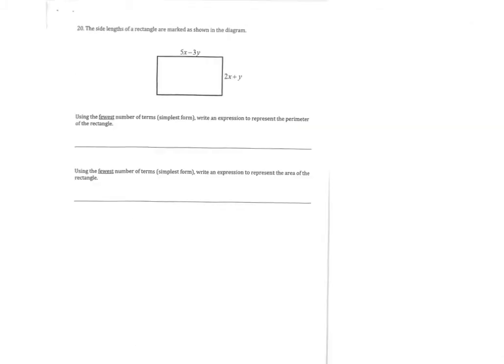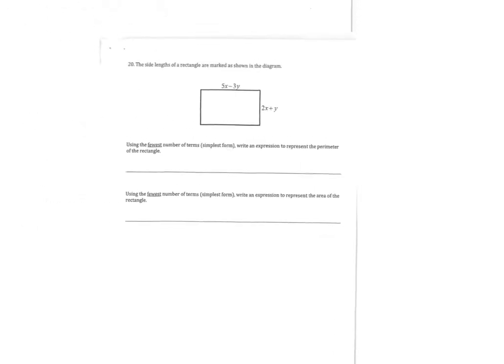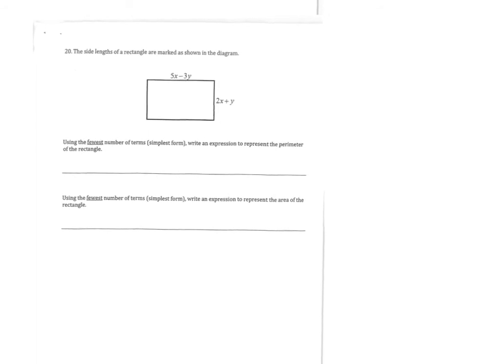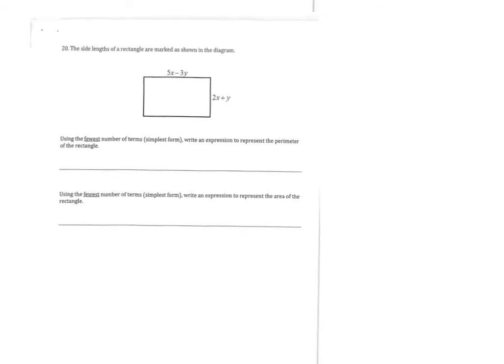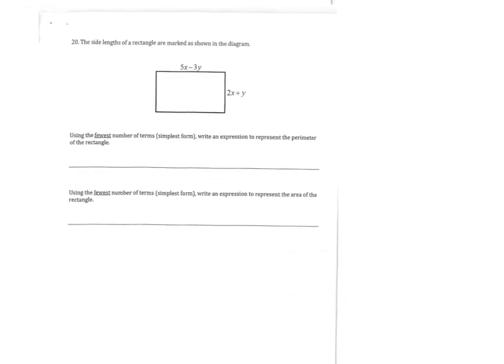Here we have the last question, number 20, where we're going to use some geometry skills. The side lengths of a rectangle are marked as shown in the diagram. We have a rectangle with the length 5x minus 3y, right? And the width will be 2x plus y, right? Using the fewest number of terms, simplest form, we always have to simplify our answer anyway. So this is the meaning of that. Make sure you keep your answer in simple form. Write an expression to represent the perimeter of the rectangle.